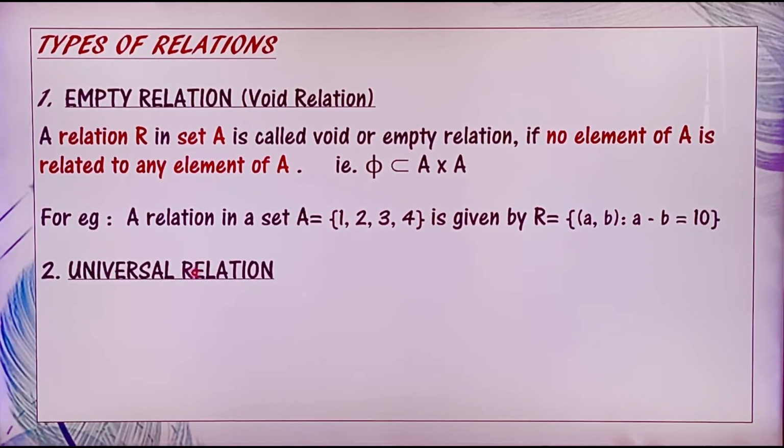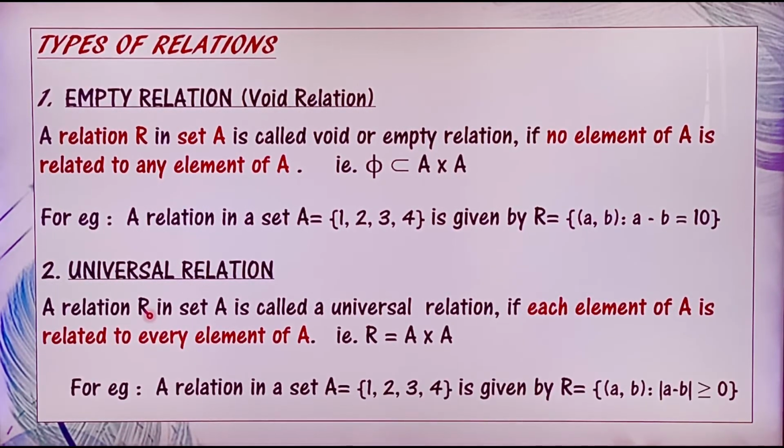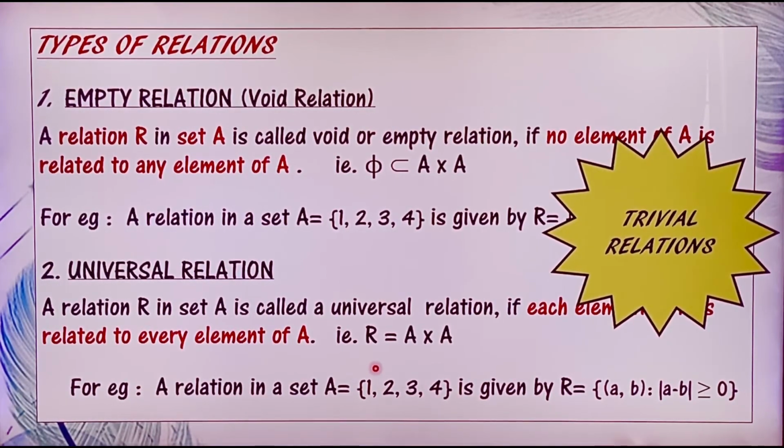Next, universal relation. A relation R in set A is called a universal relation if each element of A is related to every element of A. That is, R = A cross A. For example, a relation in a set A = {1, 2, 3, 4} is given by R = {(a, b) such that modulus of a - b is greater than or equal to 0}. In the given example, you can see that each pair gives the difference positive, which is greater than or equal to 0. See, both the empty relation and universal relation are sometimes called trivial relations.